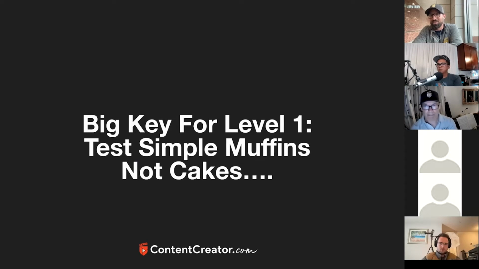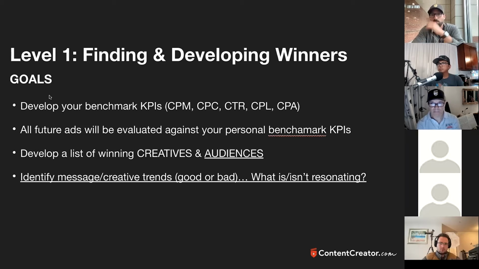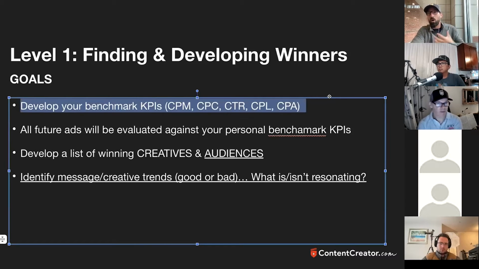It's another Anthony phrase. What do we mean by that? What's harder to make, a muffin or a cake? I don't know, because I don't cook that often. But for this example, muffins are a lot easier to make than baking the cake, taking the cake out and decorating the cake, putting the layers together and doing the icing piping and all of that stuff, right? So when it comes to level 1, finding, developing those winners, we need to start to develop our KPIs.